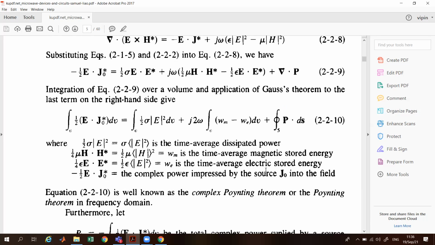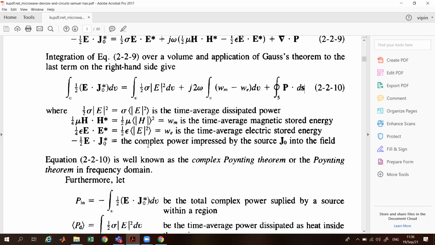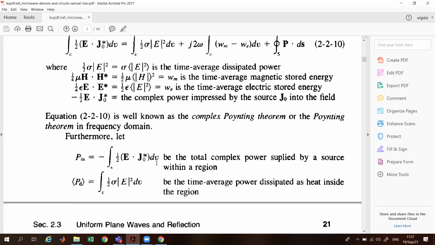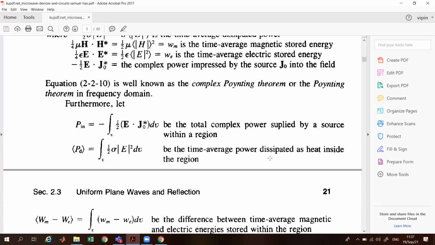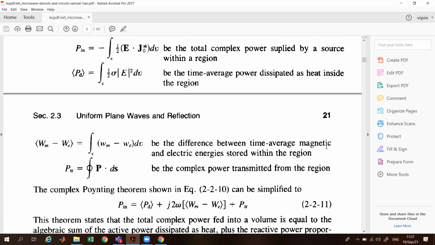So if you are providing any source, then this is the power impressed, meaning the power supplied by that particular source. This equation is also known as the complex Poynting theorem, or the Poynting theorem in the frequency domain. Furthermore, let P in be the total complex power supplied by this source within a region. PD equals half sigma mod of E square dV, the time average power dissipated as heat inside the region.